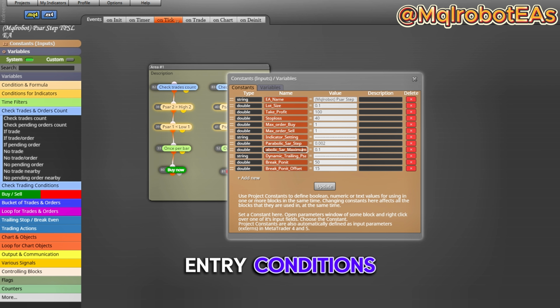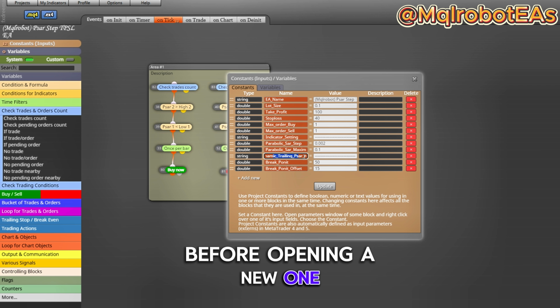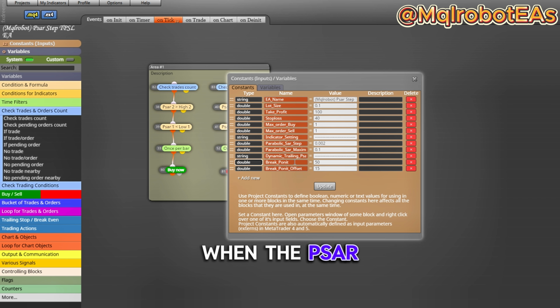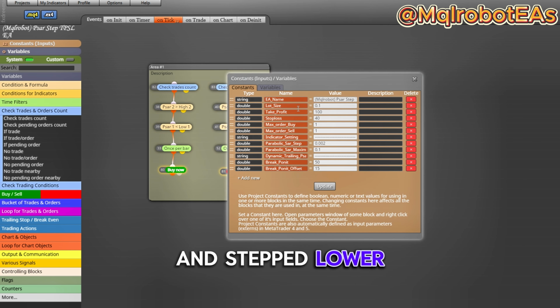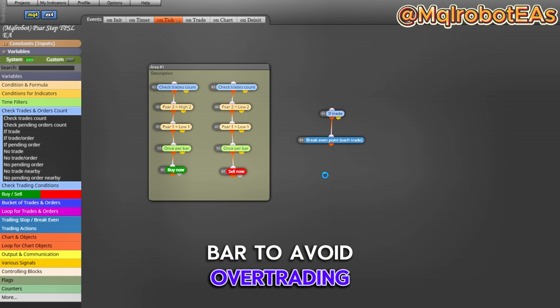Entry conditions. The robot checks for existing trades before opening a new one. It uses two sets of PSAR conditions. A buy signal occurs when the PSAR is below the current price and has stepped higher. A sell signal happens when the PSAR is above the price and stepped lower. It only places one order per bar to avoid overtrading.